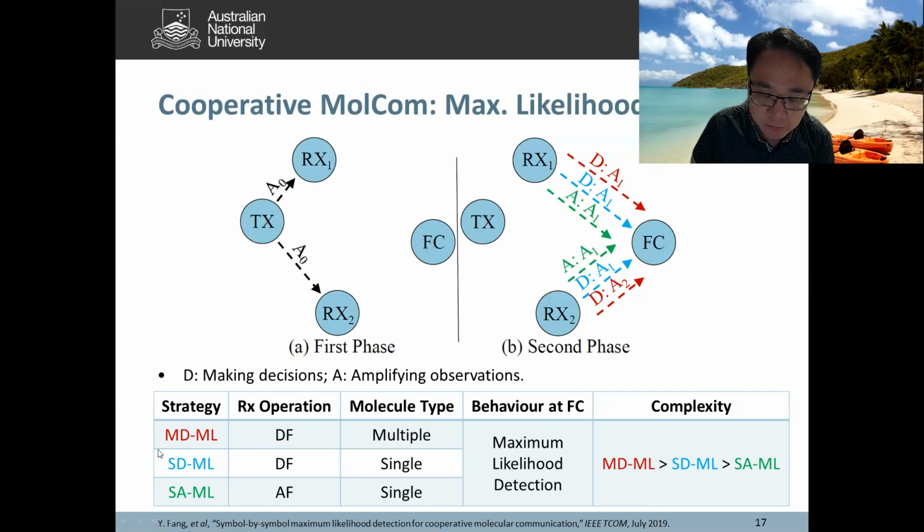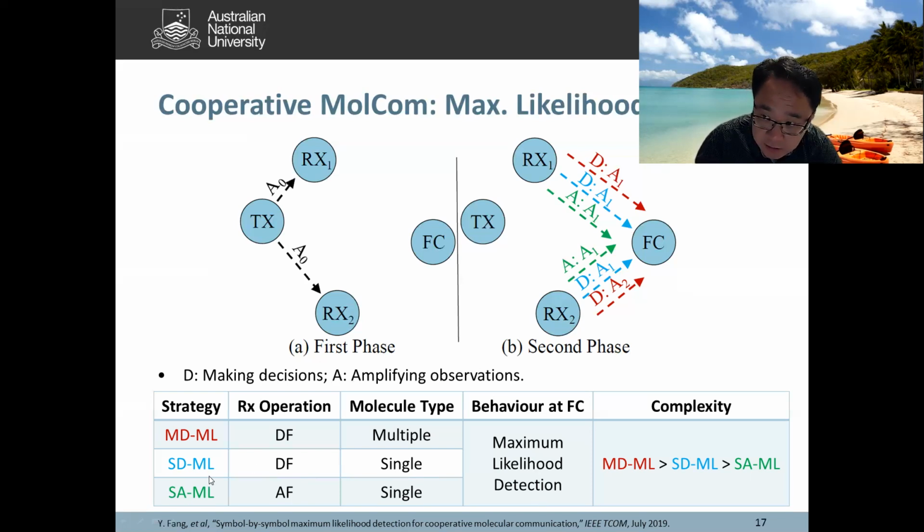In the second strategy, we say it is SDML. For SDML, the receiver will also use the decode and forward protocol to deal with the received signal, but all the receivers will use only a single type of molecules to transmit. That means all of the receivers will use the same type of molecules to transmit. Again, the fusion center will use maximum likelihood detection to deal with the received signal.